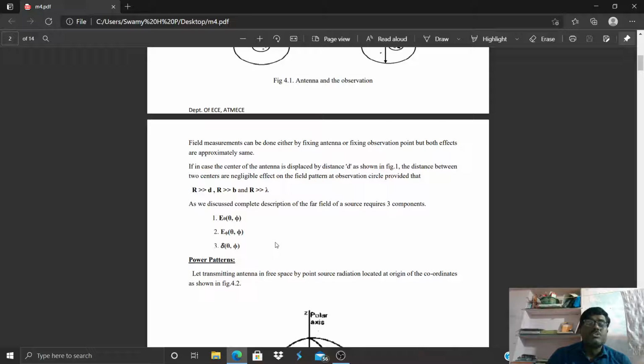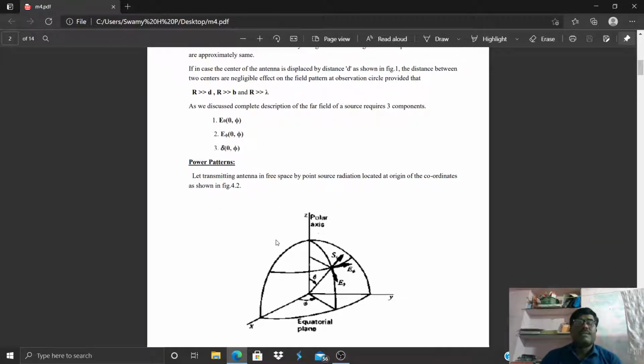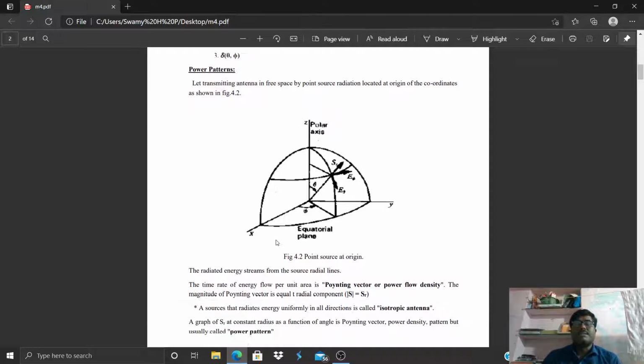These are the three important field components required for the description of the field of a point source. Now I will move on to the next topic, that is power pattern. This is another important concept. Let a transmitting antenna in free space be a point source radiator located at the origin of the coordinates, as shown in the figure. You see here, this is the spherical coordinate system.